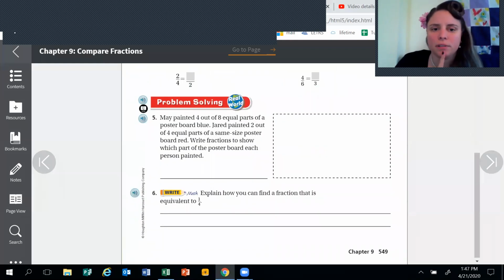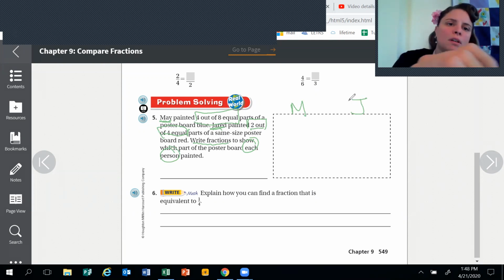All right, let's look at the problem solving. Mary painted 4 out of 8 equal parts of a poster board blue. Jared painted 2 out of 4 parts of the same size poster board red. Write a fraction to show which part of the poster board each person painted. So what it is asking us to find is a fraction for each person, okay? I'm going to draw a picture too. Mary did 4 out of 8 equal parts. Jared did 2 out of 4 equal parts. So I'm going to do an M here and a J here.